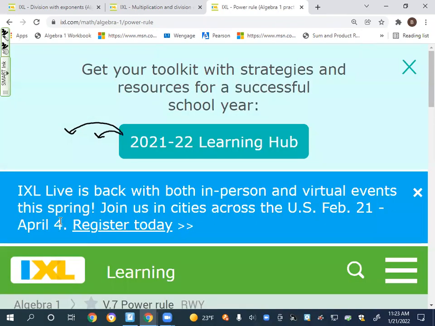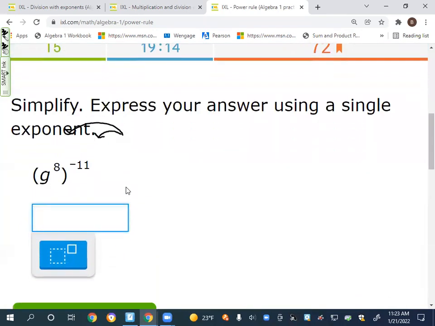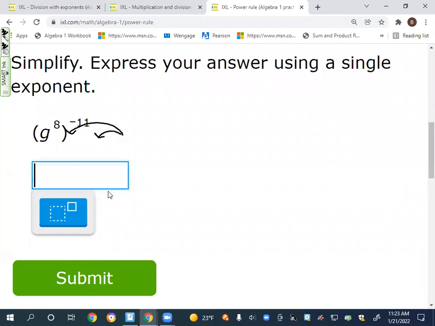That makes sense? Every number inside, yes? That one would be easy. G to the -88.